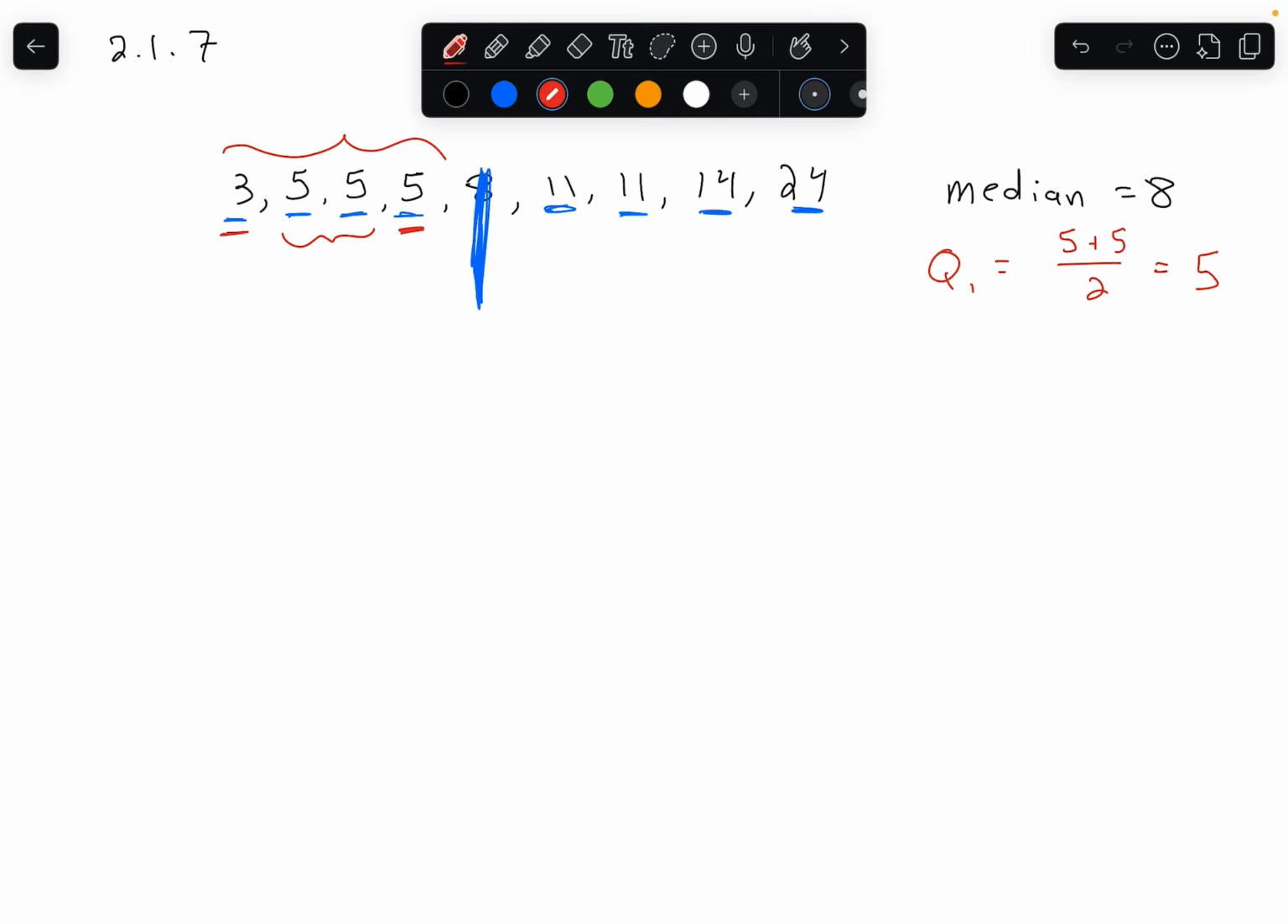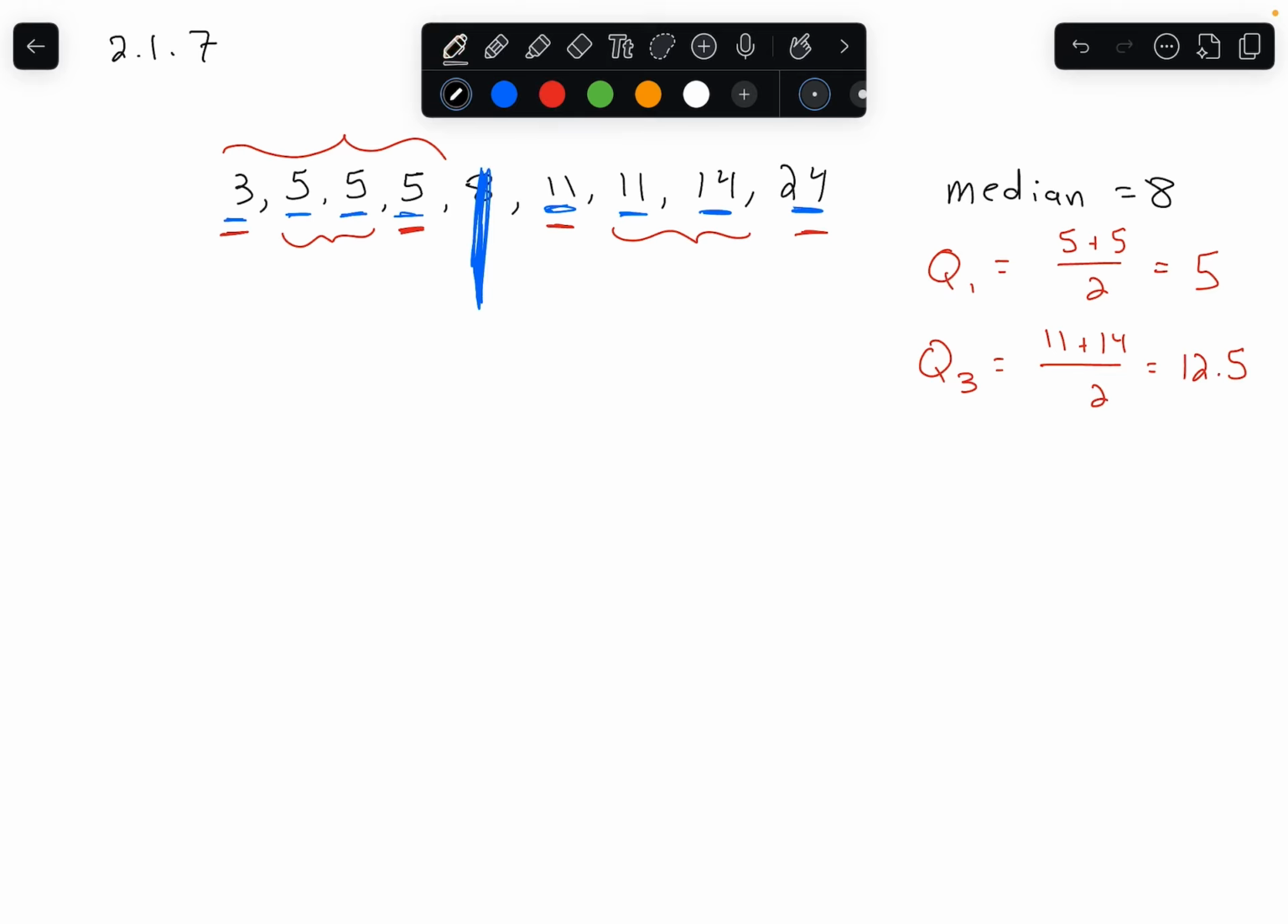And then I will do the exact same thing with the upper half of my data set to find the third quartile. So I'm going to get rid of the least number, the greatest number, and in this case, again, I'm left with two numbers in the middle, 11 and 14. So for the third quartile, or Q3, I'm going to take 11 plus 14, divide it by 2. So that should be 25 over 2, which is 12.5. So there is my median, my first quartile, and my third quartile.